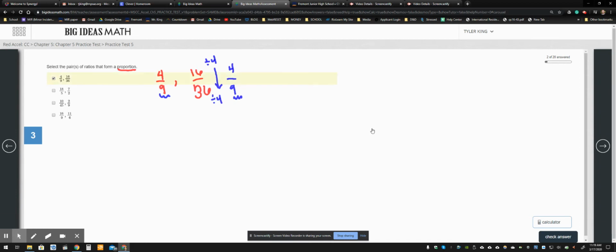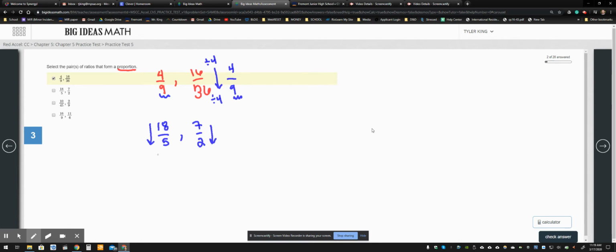So let's go ahead and check some other ones here. When we look at this, we can also see that we have 18 over 5 and 7 over 2. Looking at this, I can automatically see this is not going to work. If I try and reduce both of these, it's not going to end up being the same. 18 and 5 don't have any numbers in common. We can't reduce those. 7 and 2 don't have anything in common. We can't reduce those.